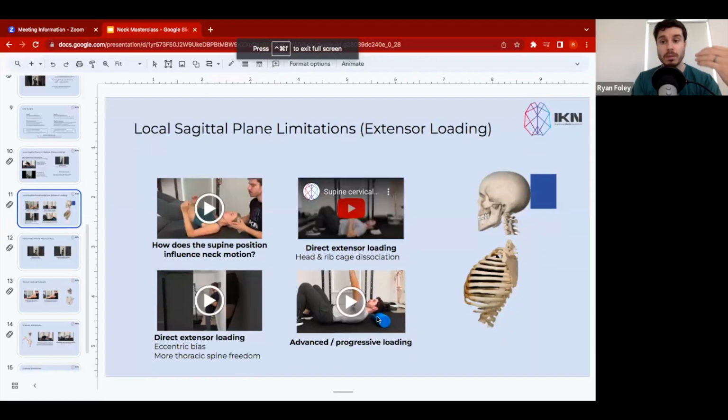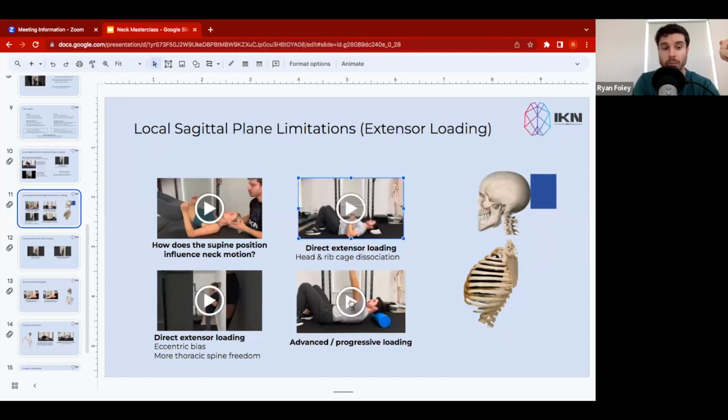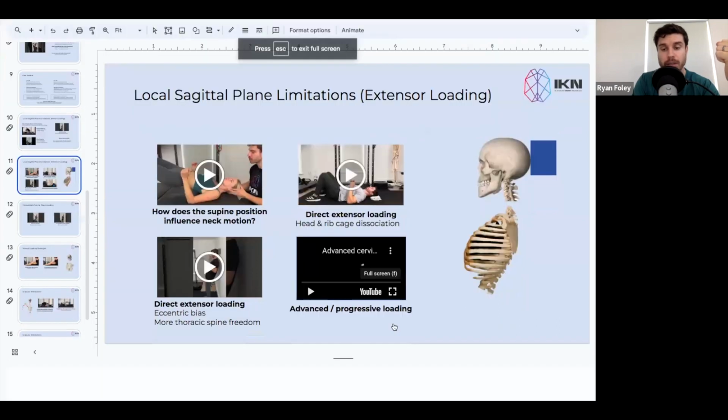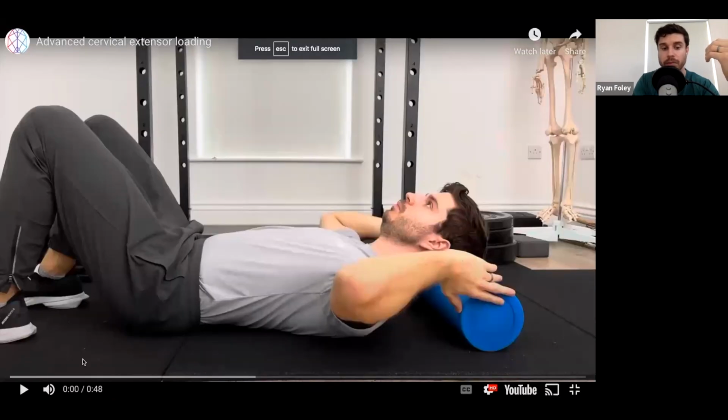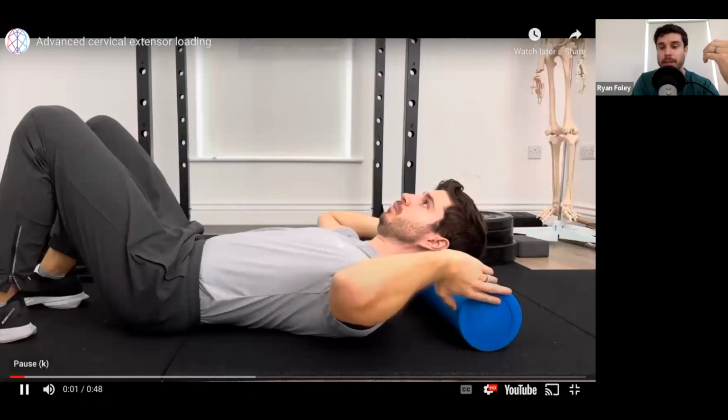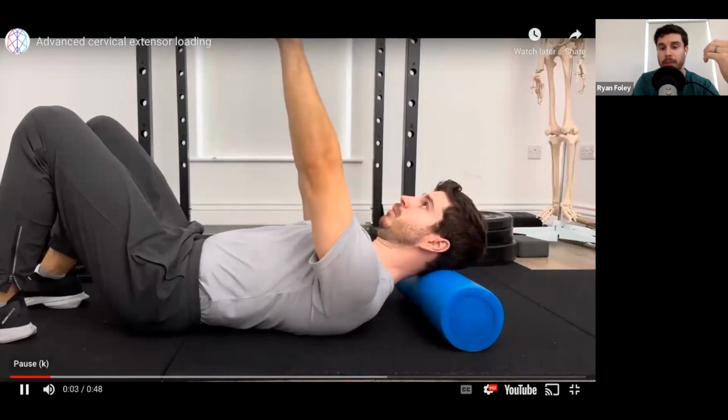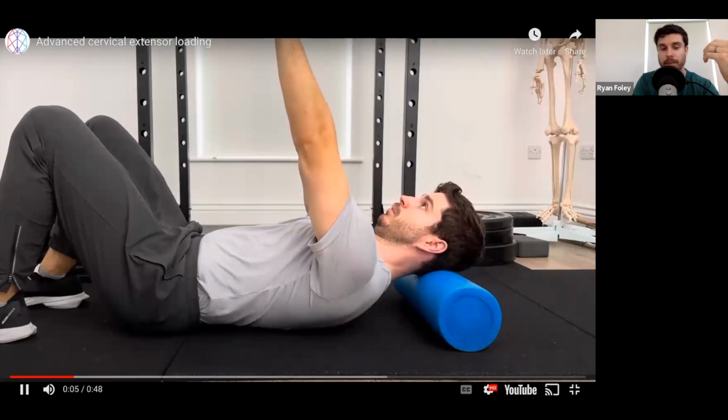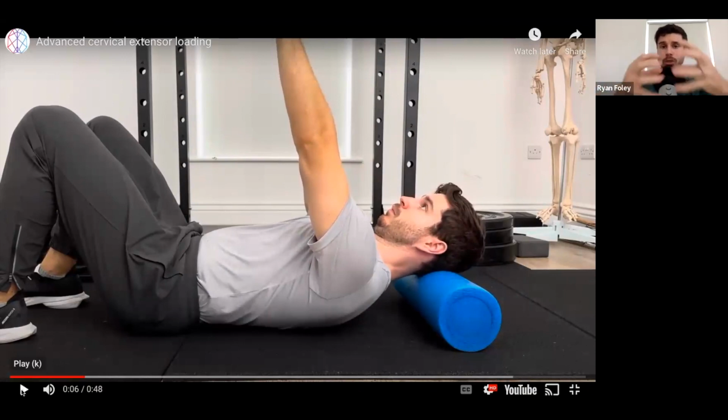And then we can move into some advanced extensor loading strategies using a foam roller here. So here, again, these are tough strategies where we position the foam roller just at the base of the occiput at the beginning. Again, we still want to get some load into the cervical extensors while they express more variability first. Generally we're looking to restore some variability by restoring eccentric behavior, because that eccentric behavior allows for sharing of stress across a broader surface area.